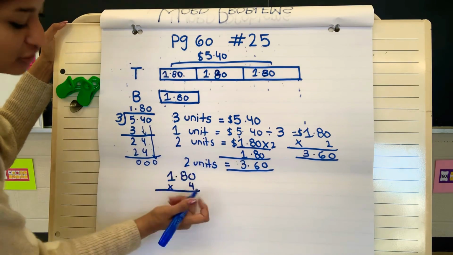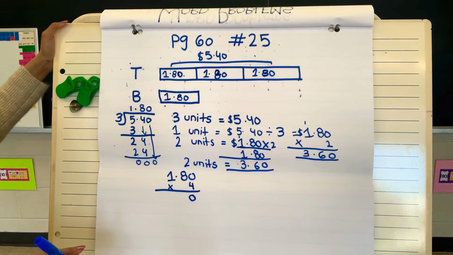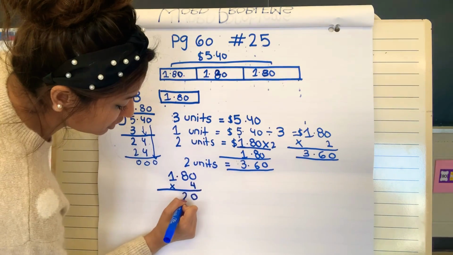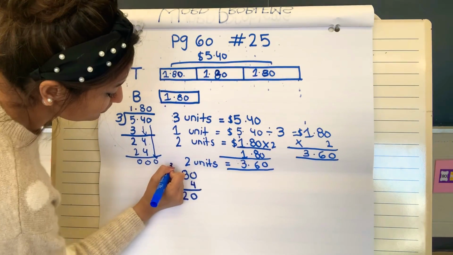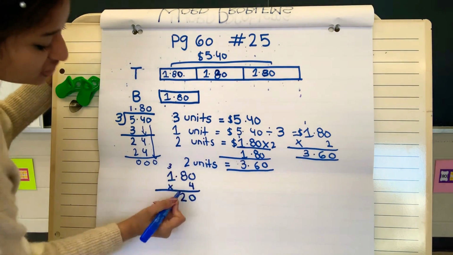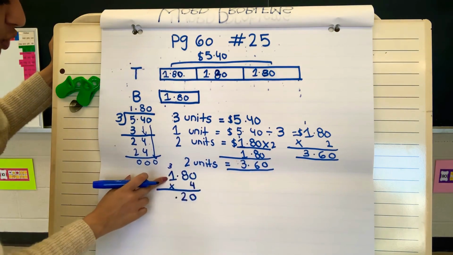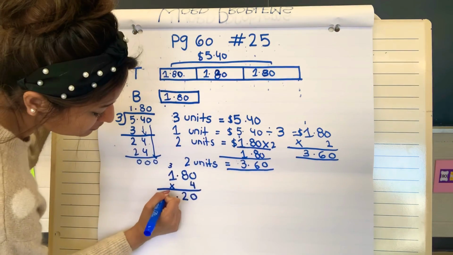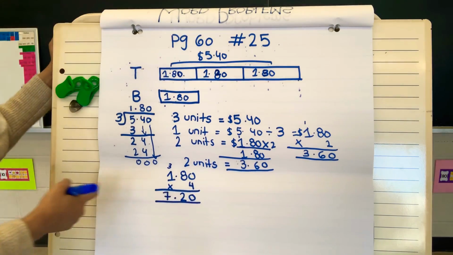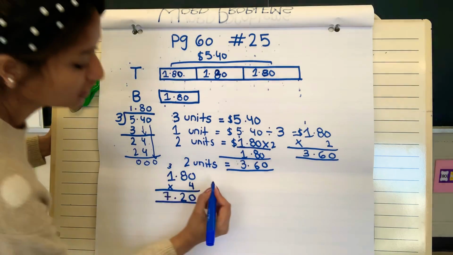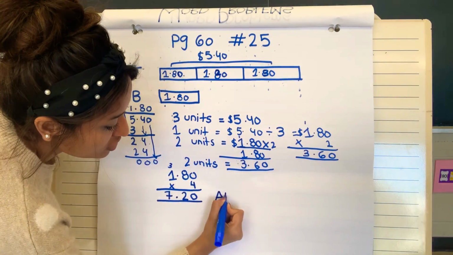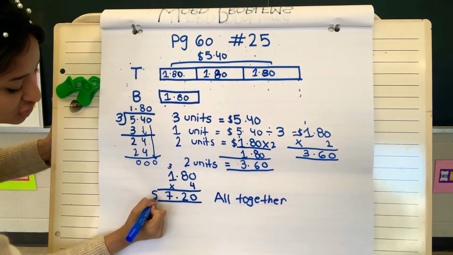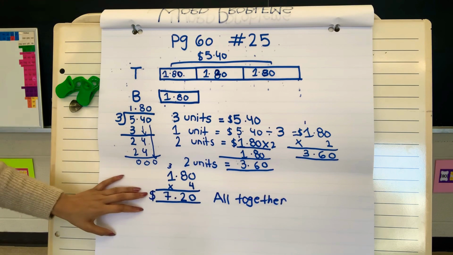So 4 times 0 gives me 0. 4 times 8 gives me 32. I almost went blank there for a minute. And I need to not forget my decimal. 4 times 1 gives me 4, plus 3 would give me 7. So all together, Bonita and Taylor have $7.20. Does that make sense?